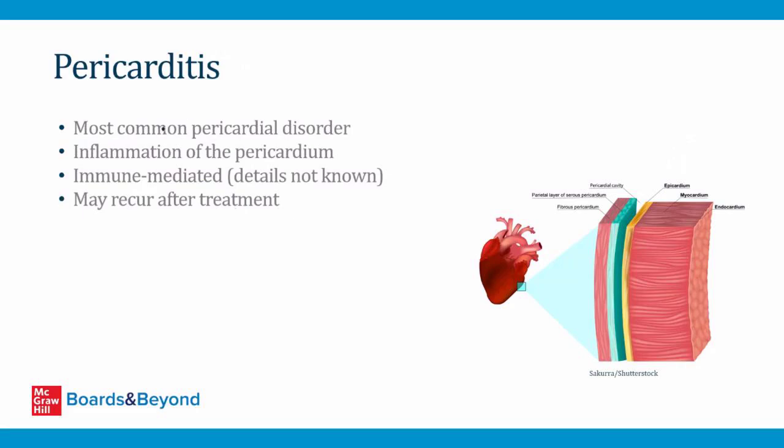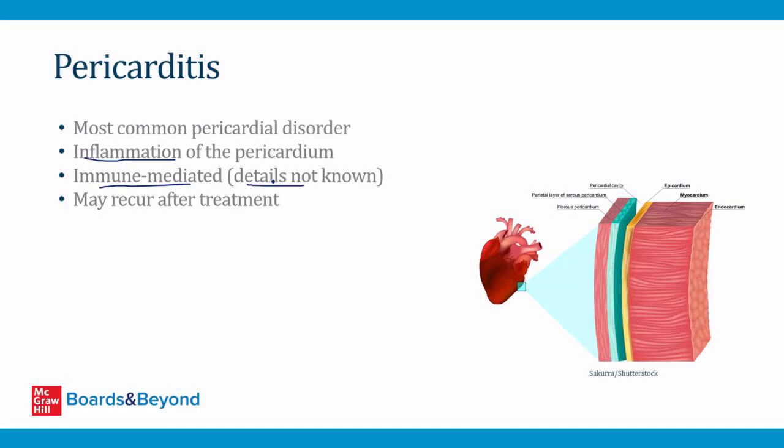So we'll start with pericarditis, which is the most common pericardial disorder. As I just said, it refers to inflammation of the pericardium. It's an immune-mediated process, but the details of this are poorly understood. So you're not going to need to answer questions on your board exams about what antibodies or what cell types cause pericarditis, because we don't really understand that. All we know is that it's related to inflammation and the immune system.